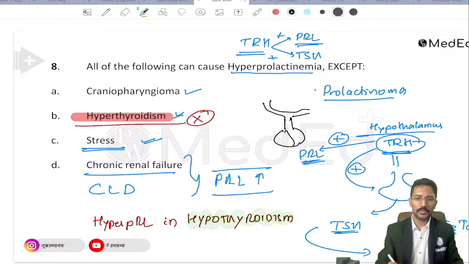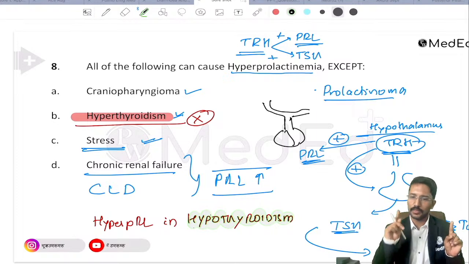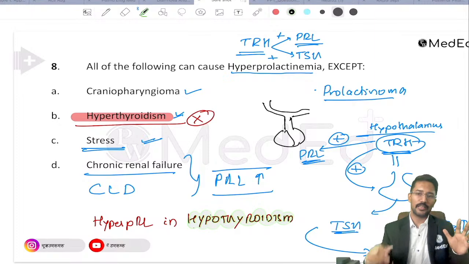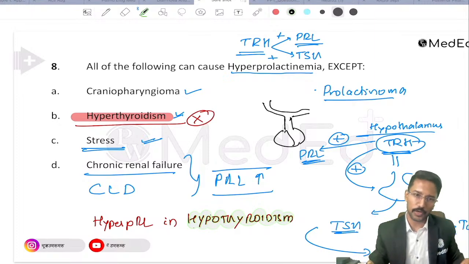Okay, so this question is clear. Hypothyroidism is associated with hyperprolactinemia. I want you to remember this one point. And both organ failures, kidneys as well as liver, are associated with hyperprolactinemia. Okay.